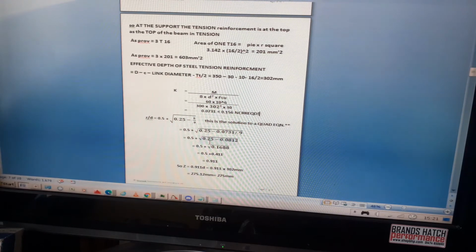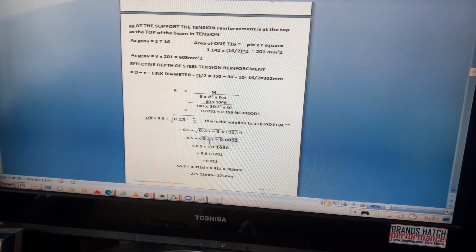Now, as K is less than 0.156, that means that no compression reinforcement is required, which confirms what it says in the question. So the next bit, we need to find what the lever arm, Z, is.